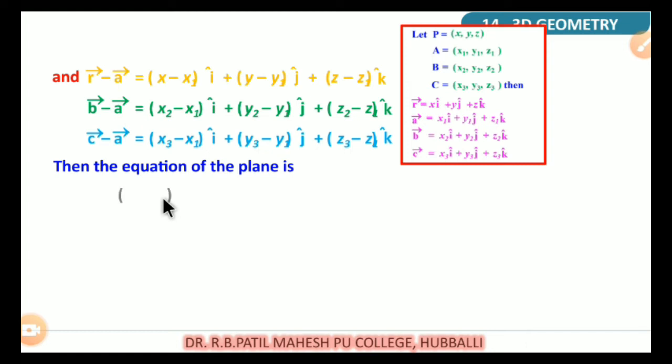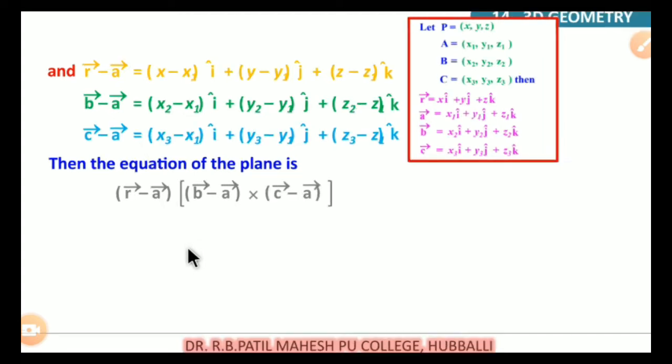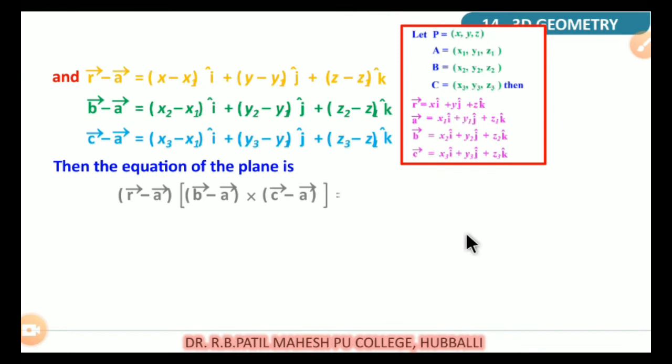Now the equation of the plane in the vector form, that we already got, is r minus a dot product with b minus a cross c minus a, whole equal to 0. I have already told you this looks like a scalar triple product. Therefore we can take it in the determinant form.